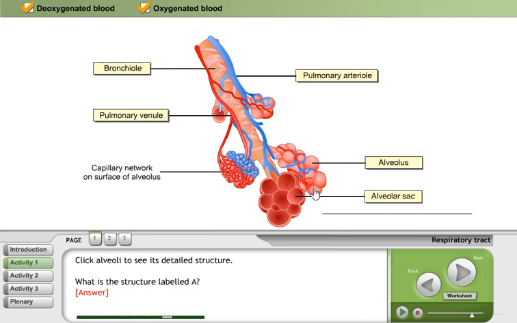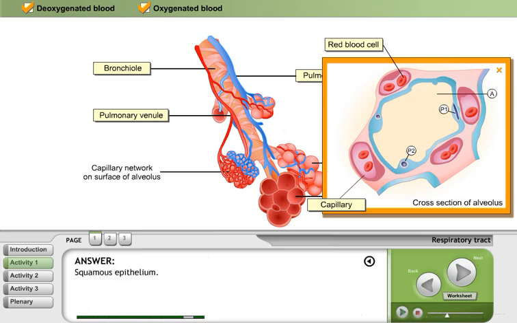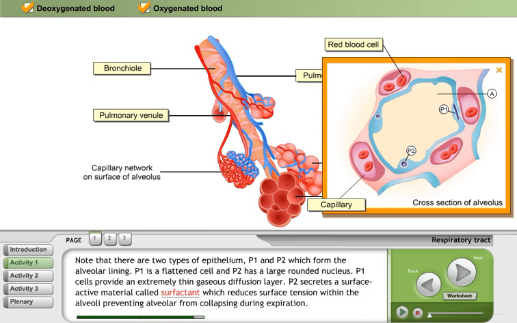What is the structure labeled A? Answer: alveolar sac. How many layers of cells form the lining? Answer: one layer. What type of cells forms the alveolar lining? Answer: squamous epithelium. Note that there are two types of epithelium, P1 and P2, which form the alveolar lining.